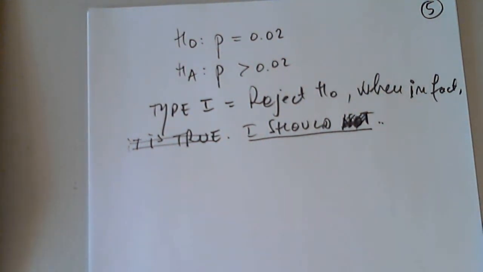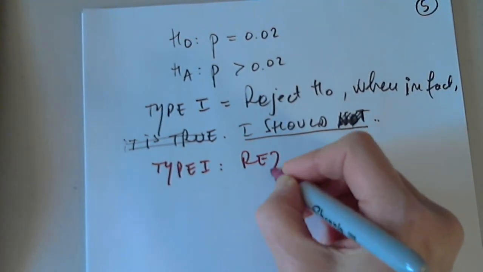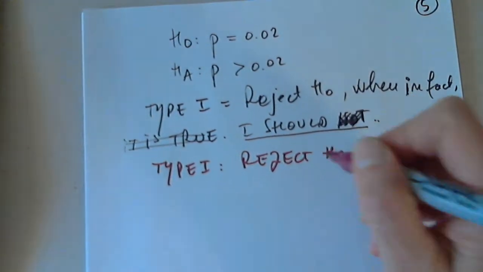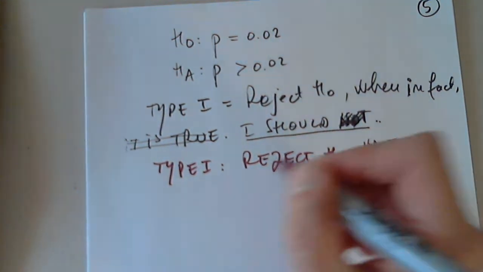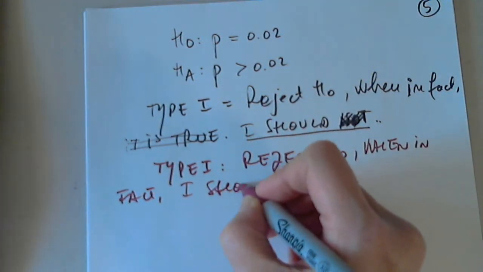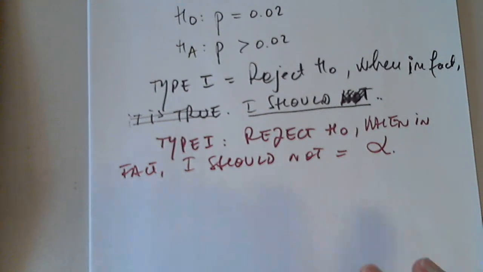Let me write it again just to make sure. Type 1. Reject. I'm making an error. I'm rejecting it when in fact I should not. And that is alpha.